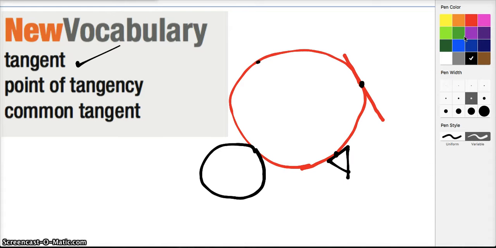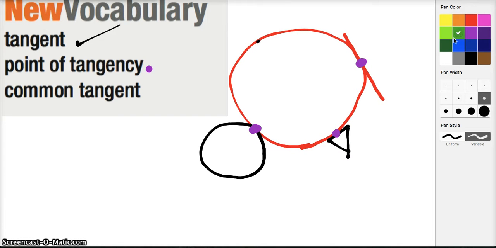So that's what tangent means. Now we need to talk about point of tangency. I think you guys already figured it out. It's the point where the thing is tangent to the circle. So this segment is tangent at that purple point. This triangle is tangent at that purple point. And this circle is tangent to the circle at this particular point.